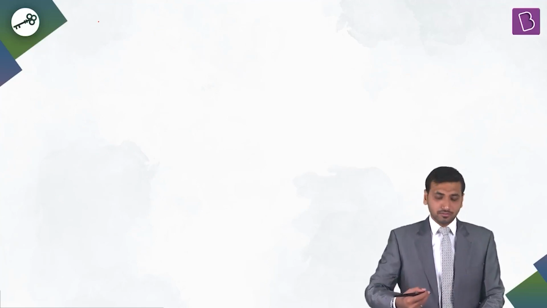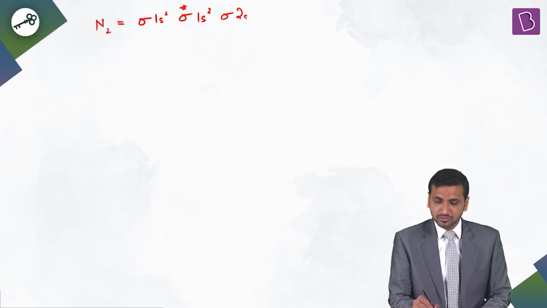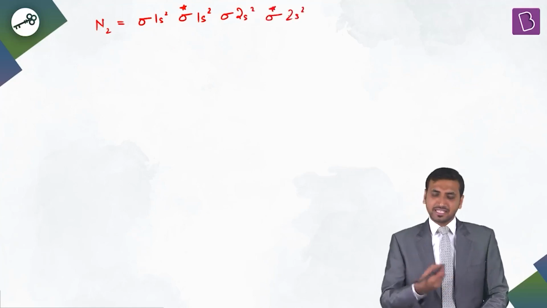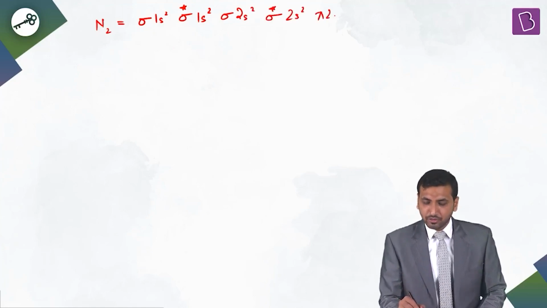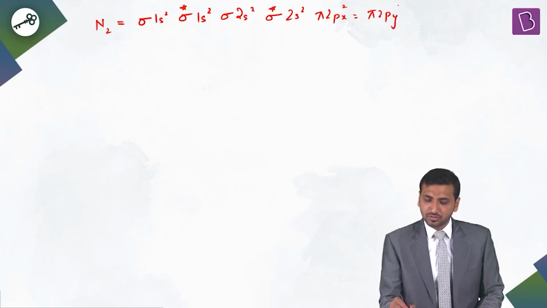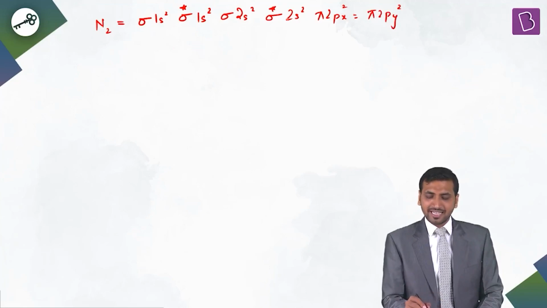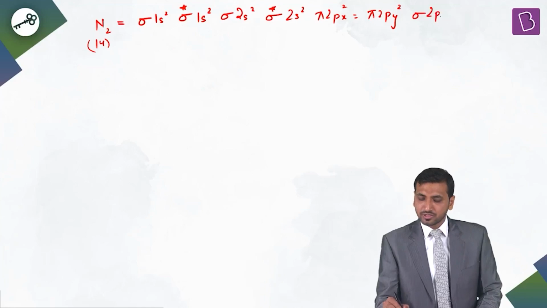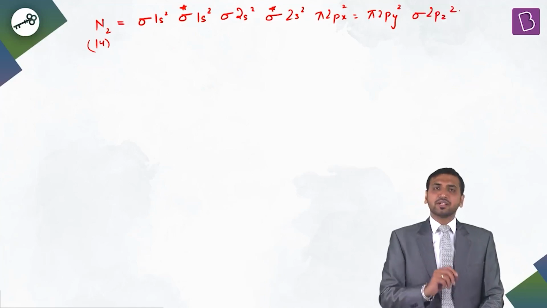you do it the conventional method. You write the molecular orbital configuration. For N2, the configuration will be sigma 1s2, sigma star 1s2, sigma 2s2, sigma star 2s2. Because it is 14, sp mixing will take place. Pi 2px is equal to pi 2py, 2. How many electrons till now? 2, 4, 6, 8, 10, 12. We have 14 in N2. So sigma 2pz2, right? This is N2.